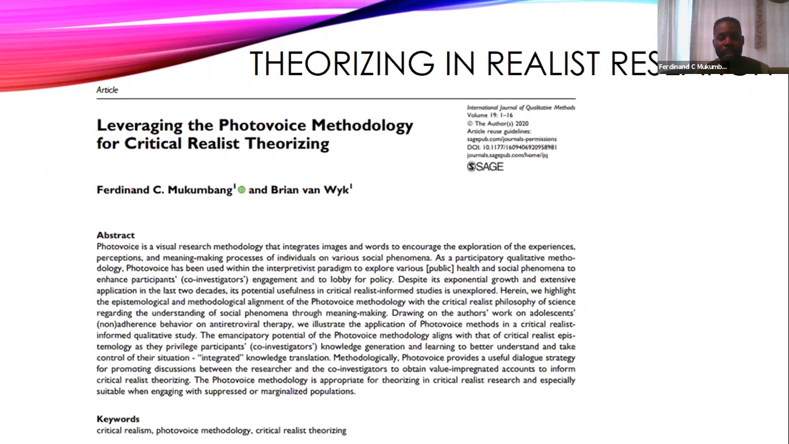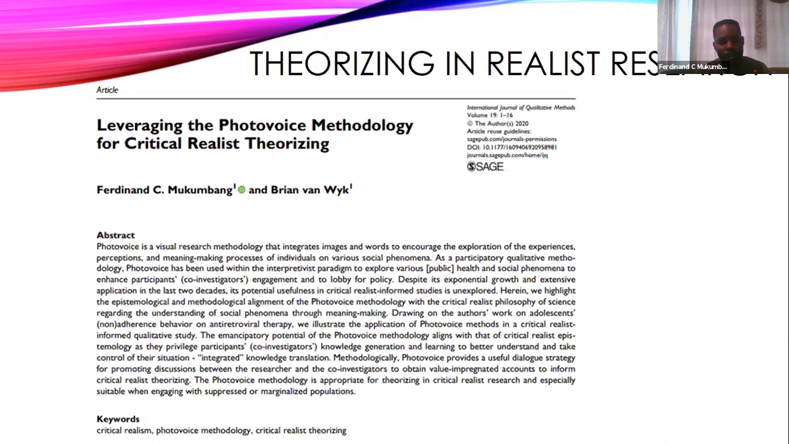So moving on, this is an example of a study that I conducted using qualitative methods to theorize. This is a methodological paper, and I was arguing on how we can leverage photo voice methodology. I'm sure all of us here have some ideas about photo voice methodology, and it is a qualitative research method. In this paper, I had noticed that most of the time we have interviews, focus group discussions and observations as qualitative methods that were often used for theorizing, but photo voice methodology was missing in the literature. And so I conducted a study based on photo voice methodology, and I used that towards developing some level of middle range theory in healthcare.